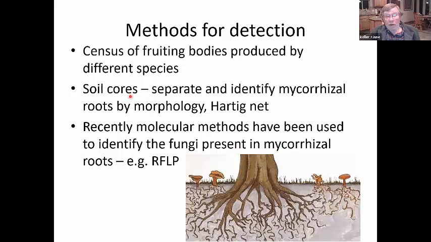People also take soil cores and then they separate and identify the mycorrhizal roots by their morphology. And of course, you've got to determine if they have a Hartig net to make sure that it's a true ectomycorrhizal fungus. And now people are using molecular methods. That way you don't have to wait until mushrooms come up, but you can go out and sample the roots and extract DNA or RNA from the roots and then use molecular methods to try to determine what species of fungi are present there.